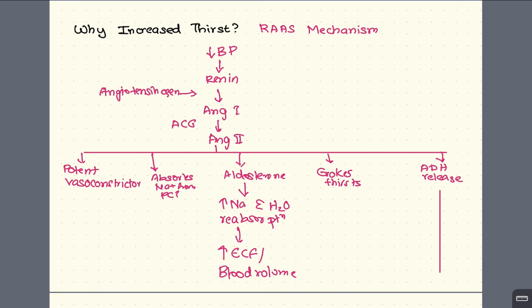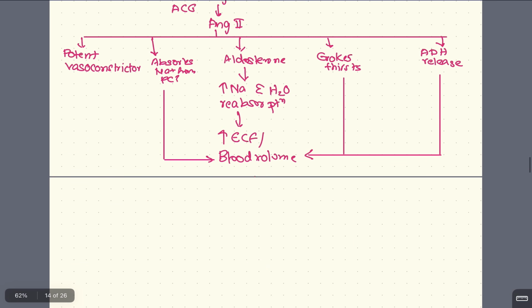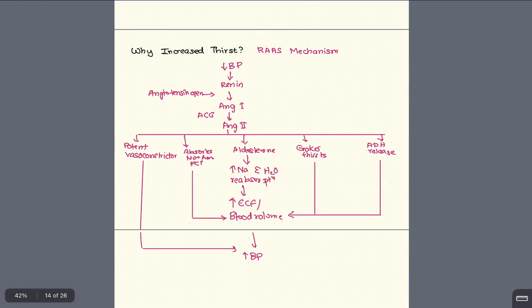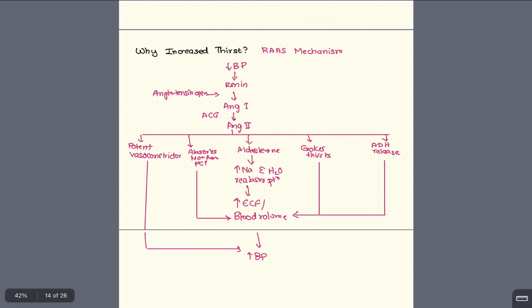The ADH release also increases blood volume. Thirst also causes increase in blood volume, and absorption of sodium from PCT also causes increase in blood volume. And what does blood volume cause? Increase in blood volume causes an increase in BP. Okay, so there is increase in BP, and the potent vasoconstrictor action of angiotensin 2 also increases the BP. So this is the flow chart you should remember when they ask about RAS mechanism.